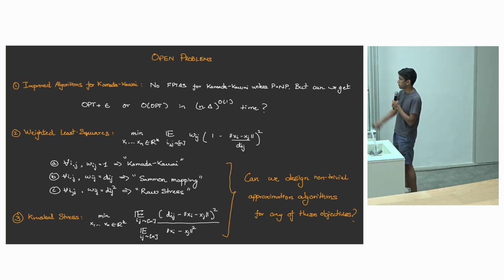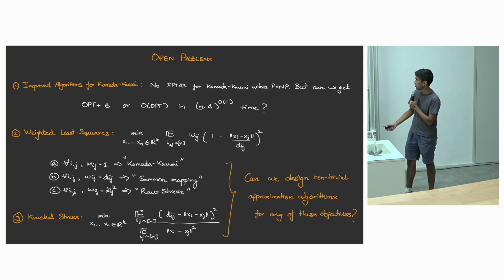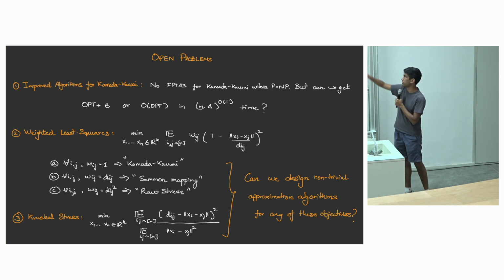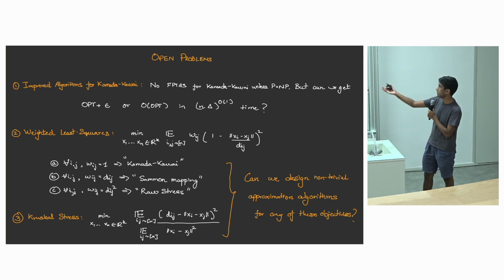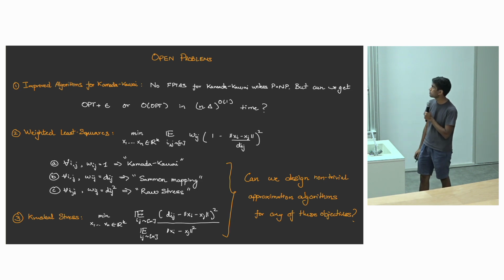Another example is the Kruskal stress, which now looks pretty different from the Kamada-Kawai objective. And do the ideas in this paper provide any insight to approximation algorithms for these other objectives? Okay, that's it.